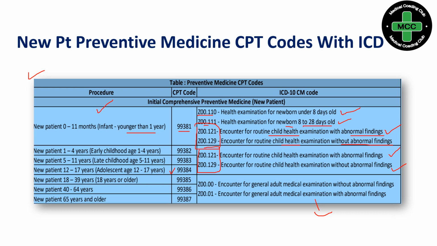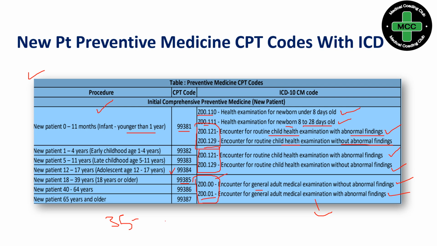And last, after 18, if the patient is 19-year-old, 20-year-old, or exactly 18-year-old, then we have two different sets of ICD codes. Z00.00, encounter for general adult medical examination without abnormal findings. Say the patient age is 35 years and upon examination they did not find any abnormalities, then you have to go with Z00.00, and 35 year means you will go 99385. And same way Z00.01 is encounter for general adult medical examination with abnormal findings.